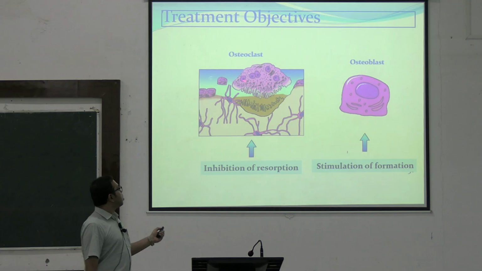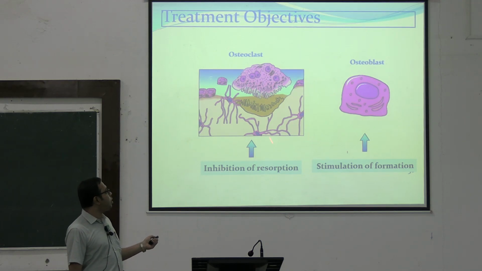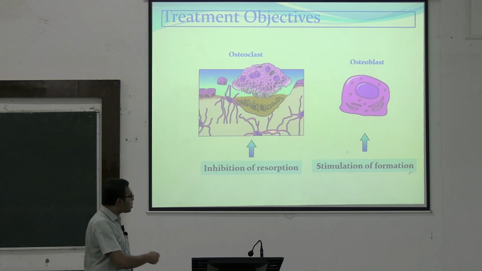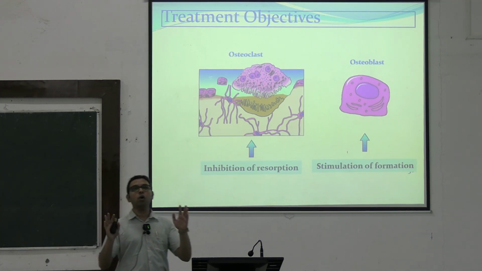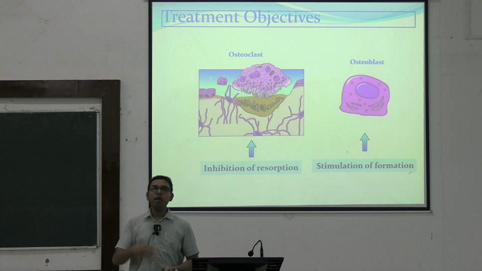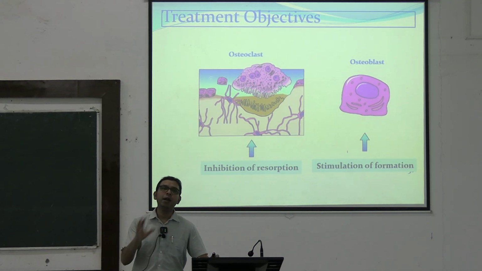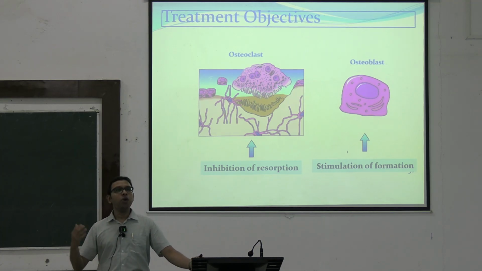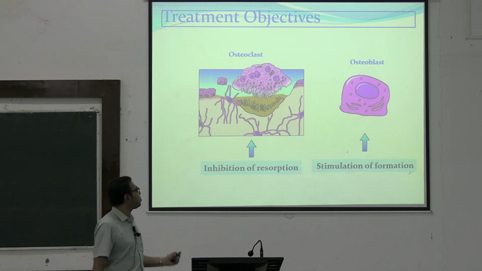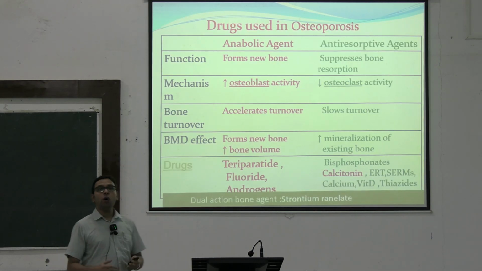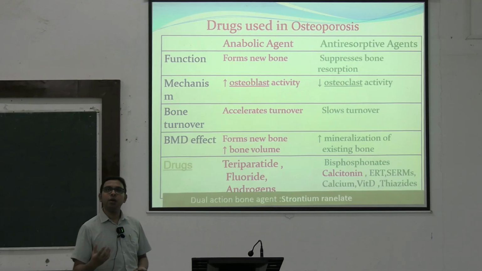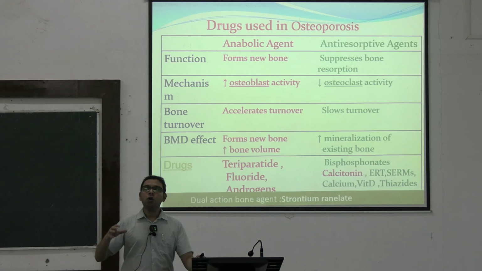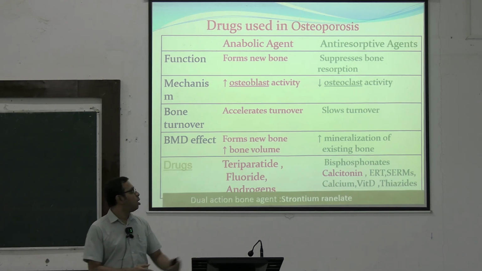So this is the osteoclast cells. Ultimately, inhibition of the resorption and, for osteoblast cells, stimulation of the formation, these two are the main goals for osteoporosis treatment. Already we have seen, if we want to treat or prevent osteoporosis, ultimately we have to either decrease the resorption of the bones or increase the formation of the bones. There are some osteoanabolic agents, which mainly help in bone formation, and some are anti-resorptive agents, which mainly decrease bone resorption.